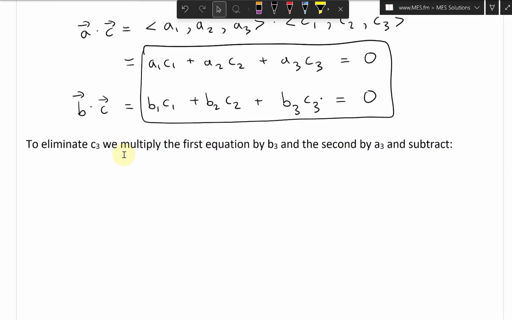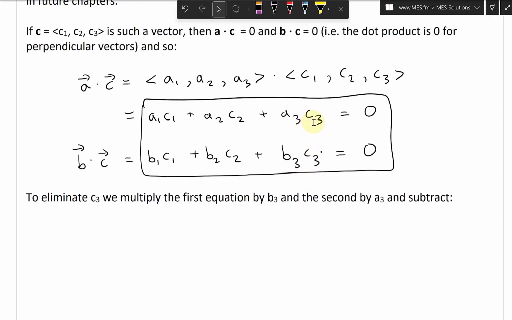All right, so let's continue further. To eliminate C3, we multiply the first equation right here by B3, and then the second one by A3. Then we'll subtract. When you multiply by B3 here, these A3 B3 terms are the same, so you could cancel these out when you subtract. So let's just do that with these equations.